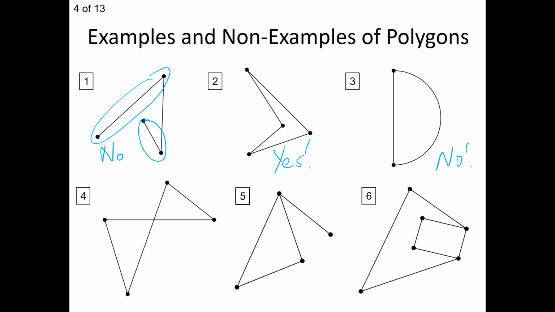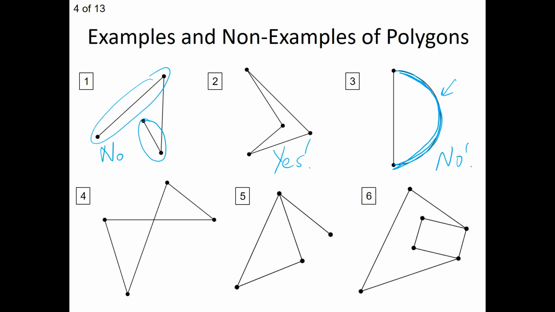Well, it fails right off the bat. Is it composed of solely line segments? Ooh, no, we've got a bend here. Look at this line. That's not a line segment, okay? That is a bend, all right, which means it's not composed of solely line segments. So no to number 3.